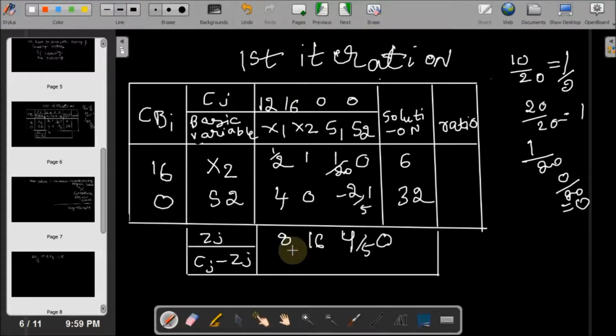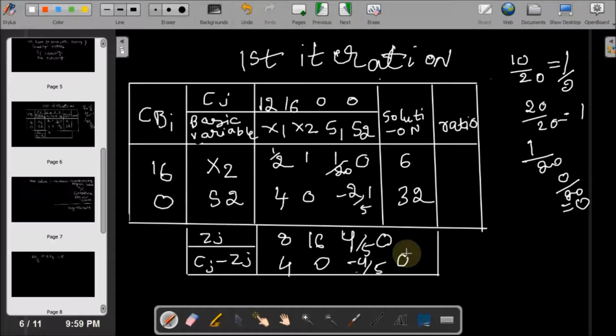12 minus 8 is what? 4. 16 minus 16, 0. Next, 0 minus, obviously 0. Sorry for that, so minus 4 by 5. 0 minus 4 by 5 will become minus 4 by 5, and this value will be 0 only.